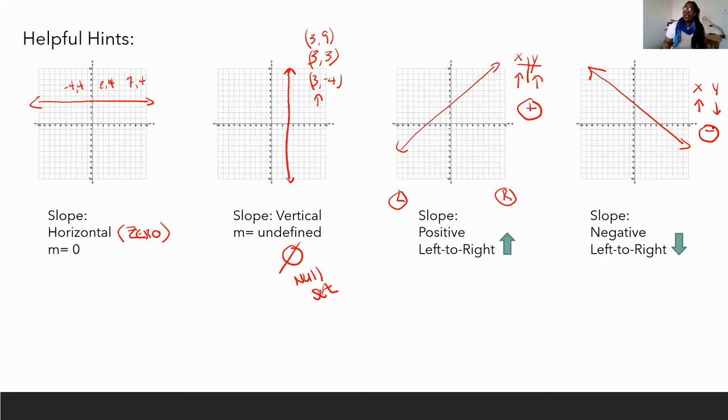So for a slope to be positive, it has a positive or slight increase. For negative, it has a decrease.